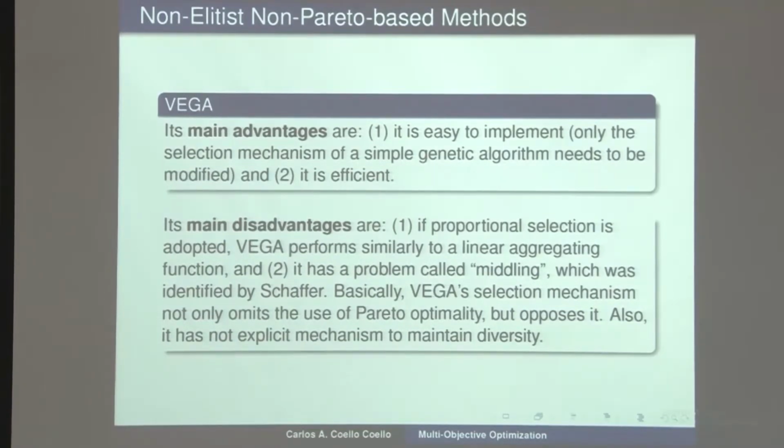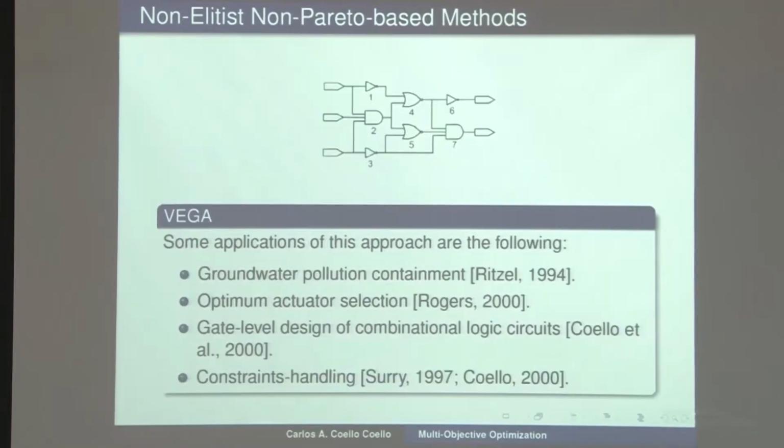This, of course, David Schaffer will deny. He says you are wrong. And he said, well, there are some strange problems sometimes, something he calls the middling problem. Well, the middling problem is that he's opposing the whole notion of Pareto optimality. But as I said, it's okay, because this was the first algorithm. So everything was possible. There is no mechanism to maintain diversity, which is something very important, as we will see later. And it was used by several people. Even I used this a long time ago. I found a very strange application, the design of combinatorial circuits. Other people use this for automatic control problems, groundwater pollution, and so forth.